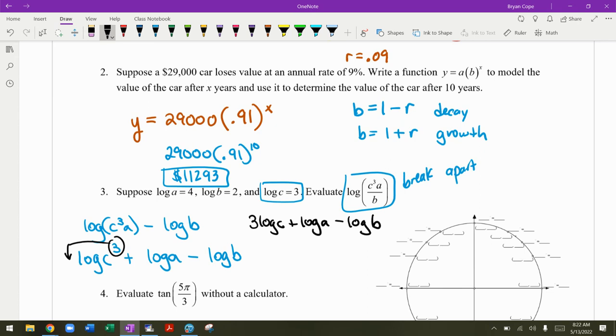All right, now what is log C? 3. So this becomes 3 times 3. What is log A? 4. And what is log B? 2. So it's 3 times 3, which is 9, plus 4 minus 2. What is that, 11? 11. So the answer is 11.